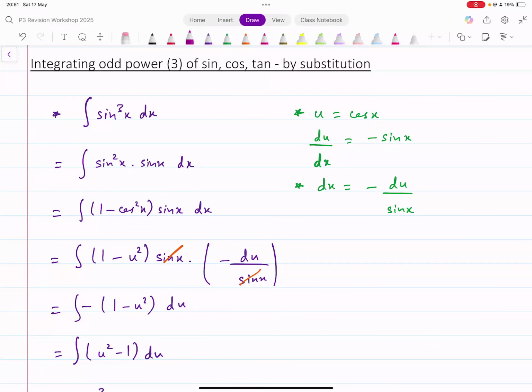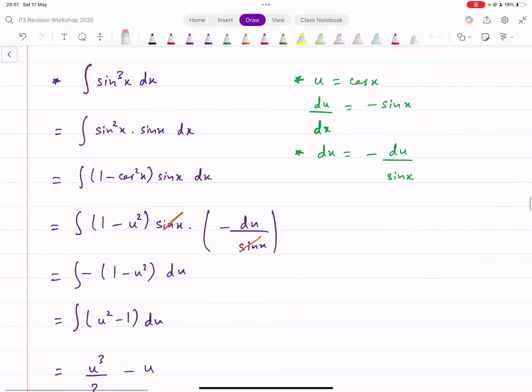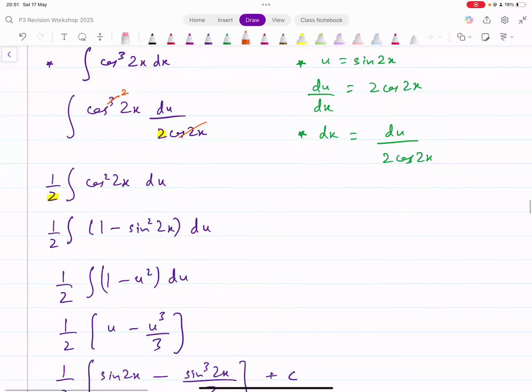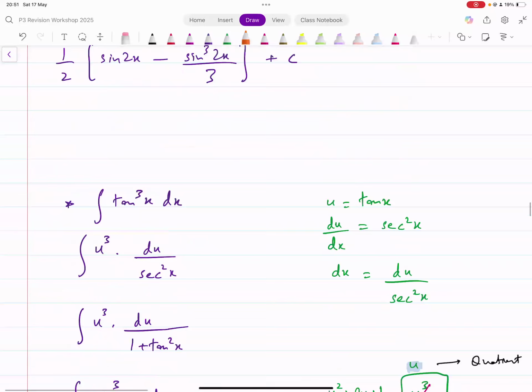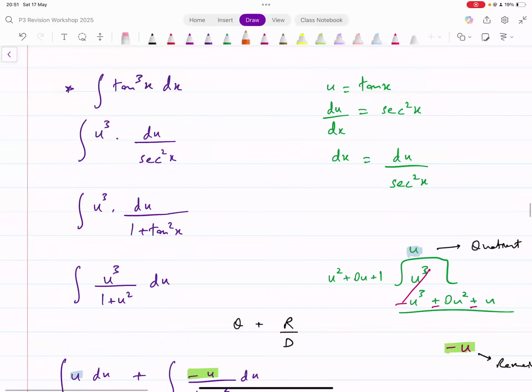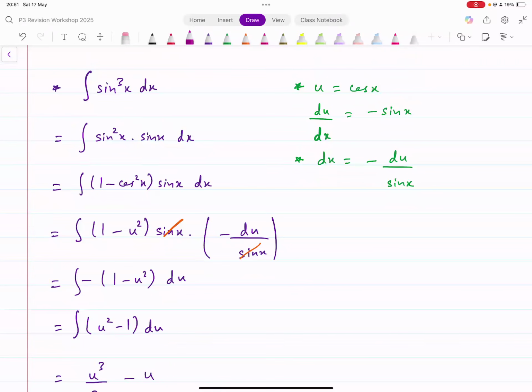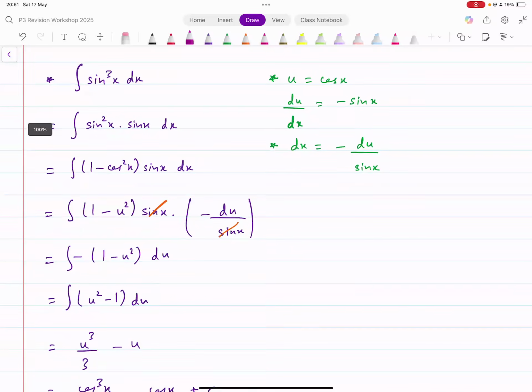Sine cube is integrated using the substitution u equals cos x. Cos cube is integrated using the substitution u equals sine x. And tan cube is integrated using the substitution u equals tan x. You need to remember these substitutions. For sine, we use the substitution cos. For cos, we use the substitution sine. And for tan, we use tan. Okay. Now, how exactly does it work?